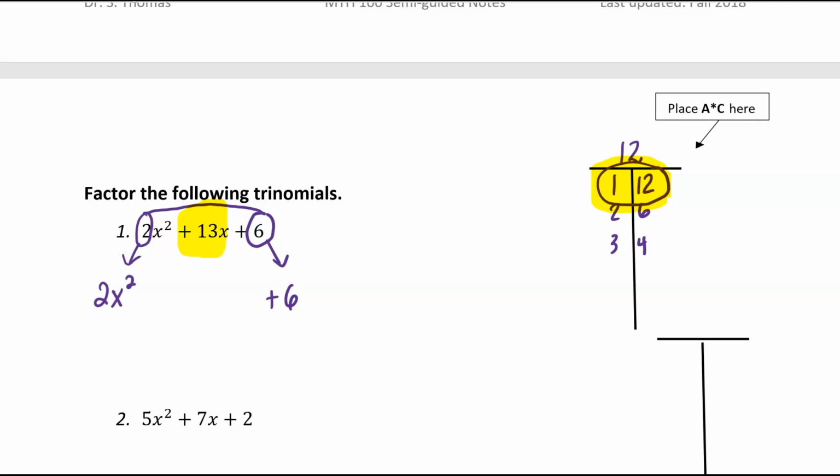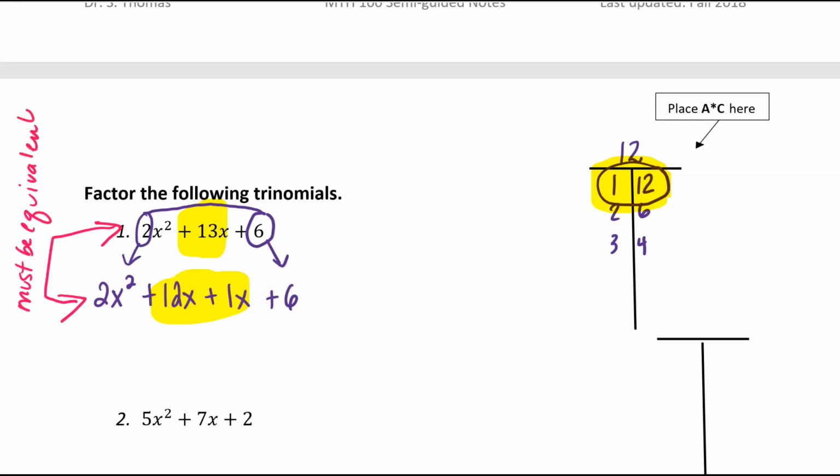So that's why you either write 1x plus 12x or 12x plus 1x, because the middle adds up to be 13x. Now, if you did not include the x's, it would not add up to be 13x, and you just altered the entire problem. So your answer will automatically be wrong, because this step must be the same as this. These must be equivalent in order for our answer to come out correct.